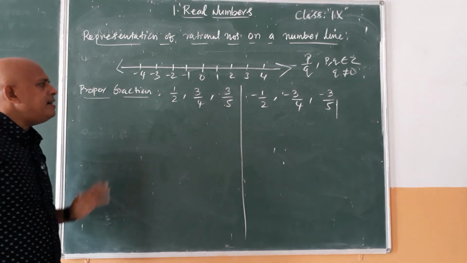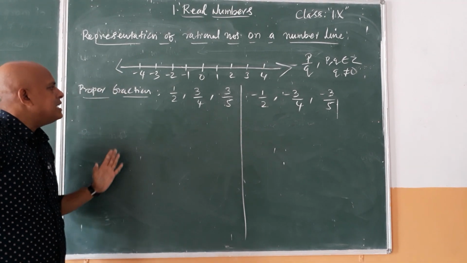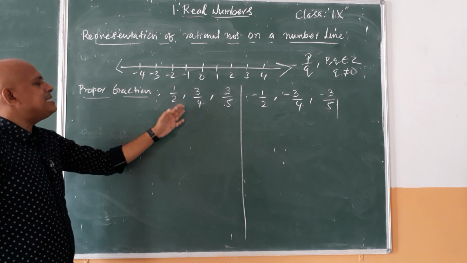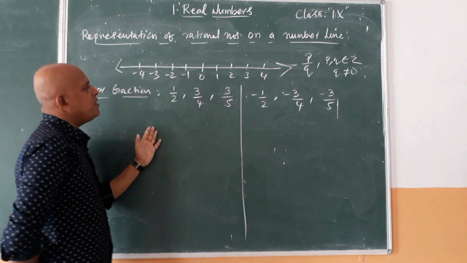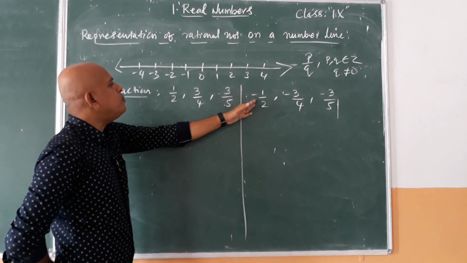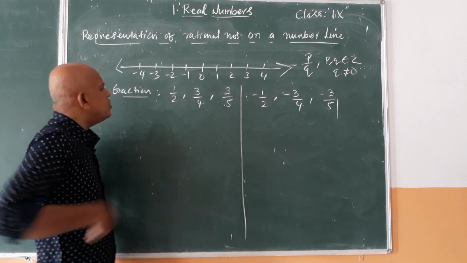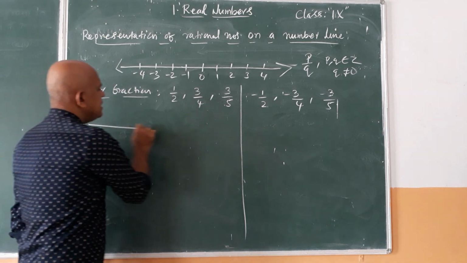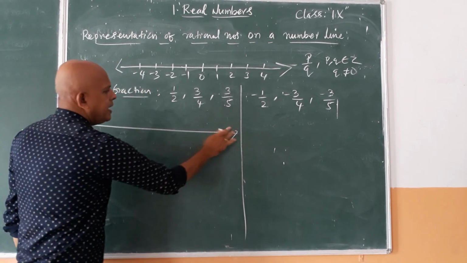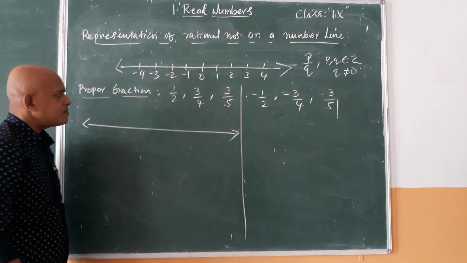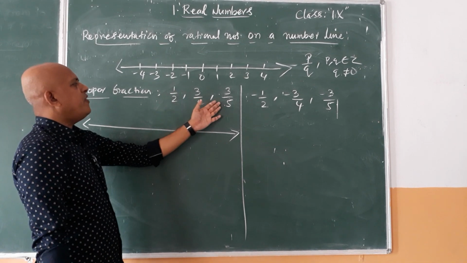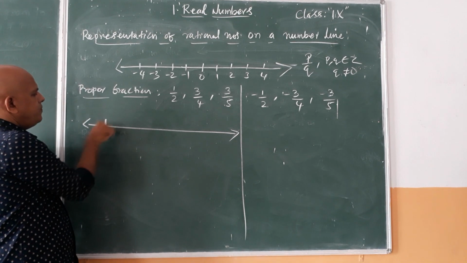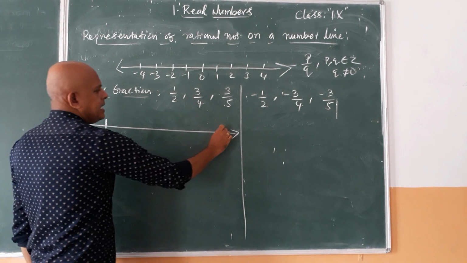Let us verify and understand how to represent these fractions, that is positive proper fractions, which lie between 0 and 1, and negative proper fractions, which lie between -1 and 0, where the numerator is less than the denominator. Let us take the first example. Let us take the same integers number line here. This is the number line, with 2 arrow heads on both sides. As I said, these are the proper fractions which lie between 0 and 1. So now let us take this side as 0 and this end as 1.